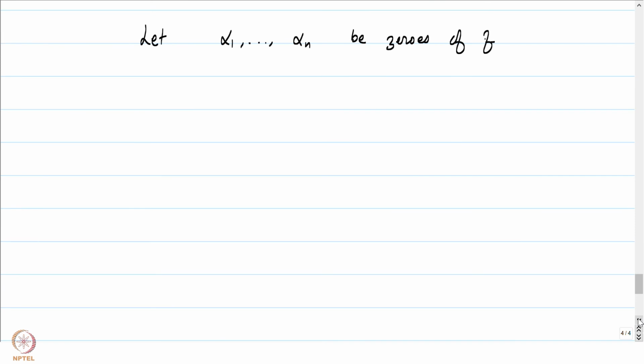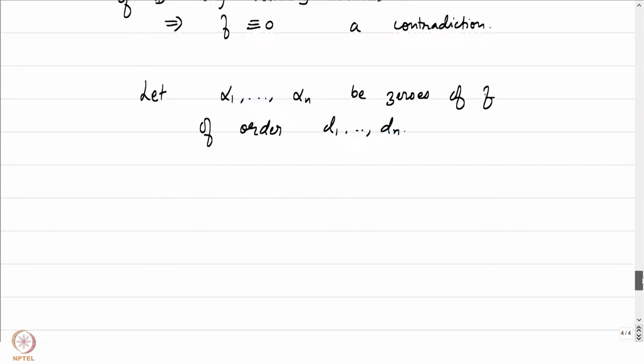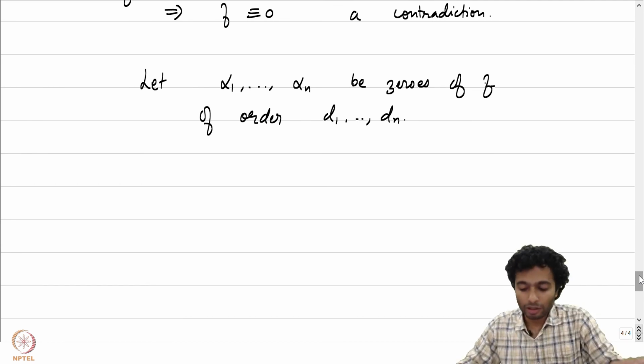Now let's consider the function which we have considered most in this particular week. Let's consider the automorphism of the unit disk which maps alpha j to 0. But before that, let alpha 1, alpha 2 up to alpha n be zeros of order d1 to dn. This means that f of z is equal to z minus alpha j to the power dj times a function g subscript j, where gj of alpha j is not equal to 0. So we in fact have a gj which does not vanish.